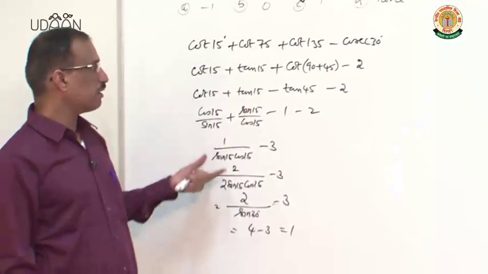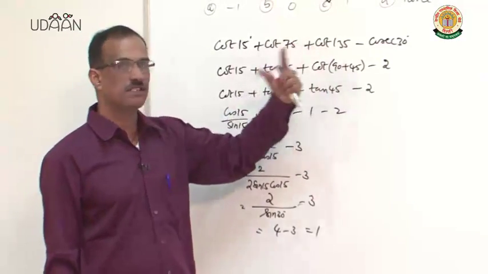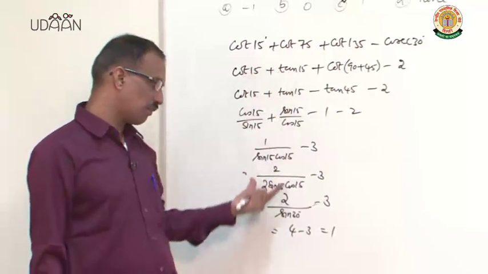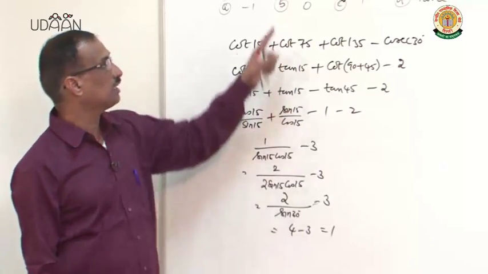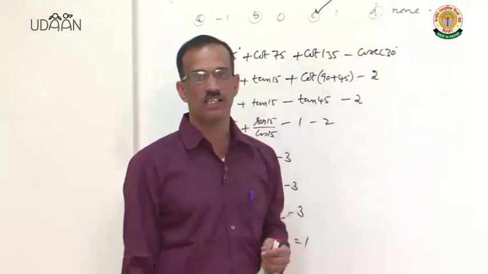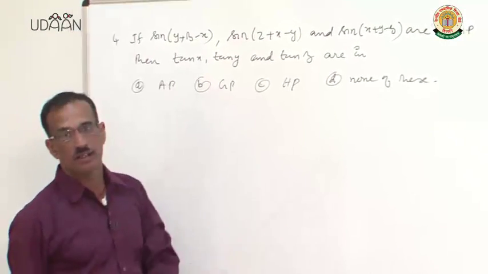So here a simple formula we have used, and then we checked the quadrant, that is, 90 plus theta means what, and then the simplification of it, and we get 4 minus 3, that is equal to 1. The value of this is equal to 1. Now, let us see the next example.